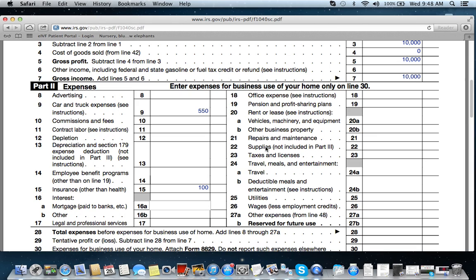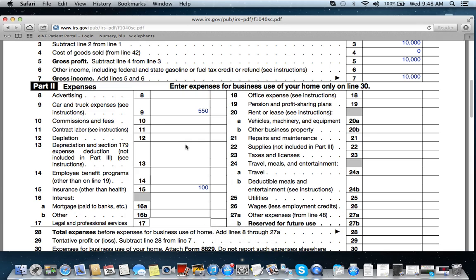Interest expense, they could be mortgage. If you have a mortgage on your building that you're using for your business, it could be interest on a business loan that you take out. It could be interest for your car, since that wasn't covered in Part 9. Any kind of interest that you pay on any kind of business loan would go here, either in 16A or in 16B.